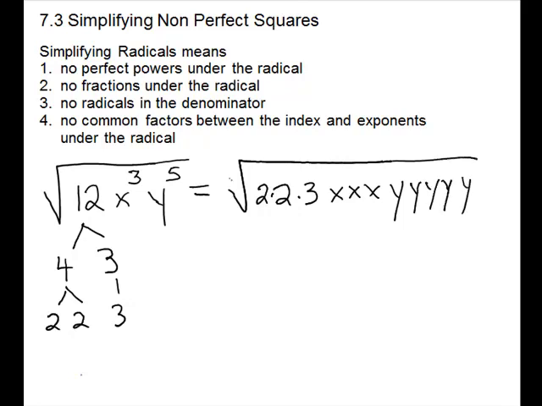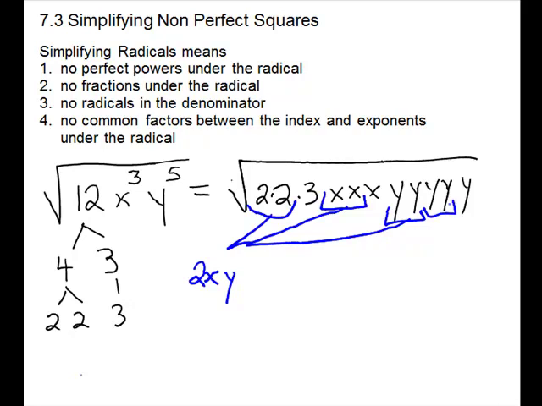Now, it's a square root, so I'm looking for groups of 2 factors. Here is a group of 2. So one 2 goes to the outside for that group. That's a square. I can't do anything with the 3. It doesn't have a partner to make a square, so it's going to stay. For the x's, for 2 of them, I can take an x out. The other x will have to stay. For the y's, I can take a y for this group, and I can take a y for this group. There's still going to be 1 y left.